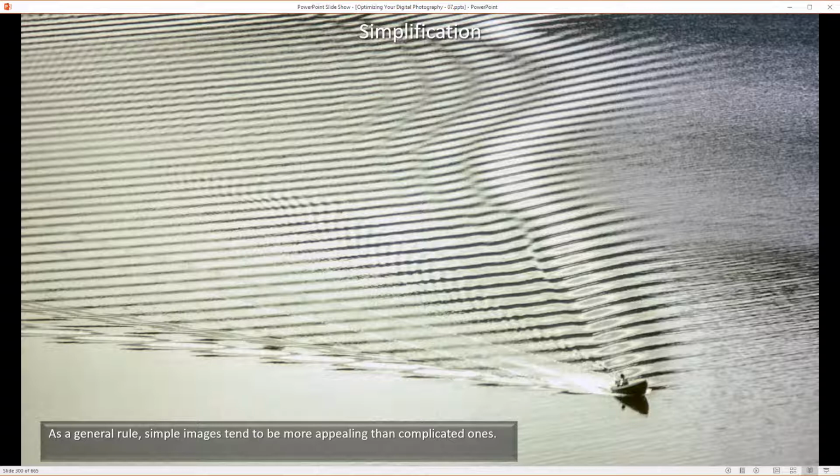Simplicity. As a general rule, simple images tend to be more appealing than complicated ones. The eye can appreciate it quicker, I suppose. This image has minimal distracting elements. There's quite a lot of detail there, but it's all repetitive and it all leads to the same simple main subject.